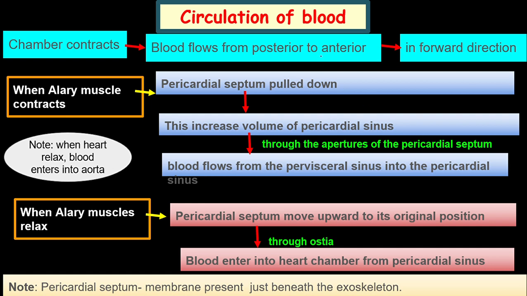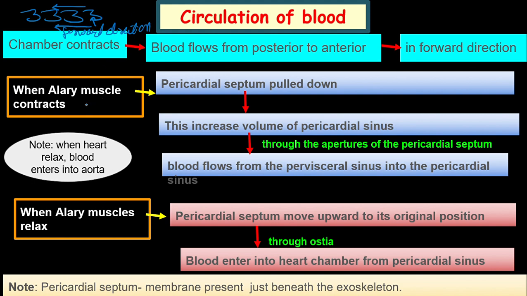Let's see the circulation of blood. Now, normal circulation, how does it happen? See here, suppose there are 13 chambers. When the chamber contracts, blood flows from posterior to anterior. This is super important. Blood flows from posterior to anterior, in the forward direction.